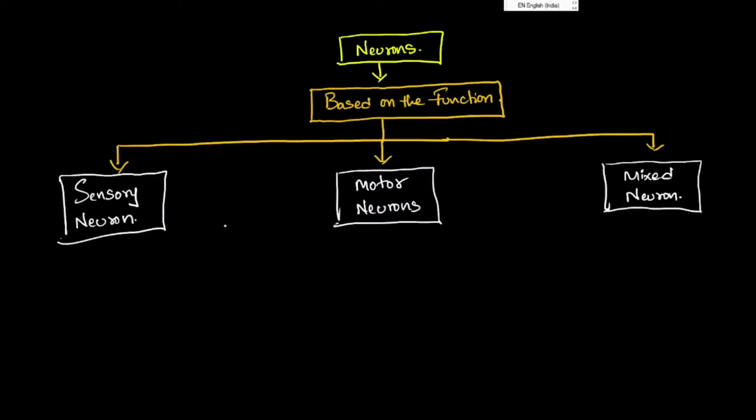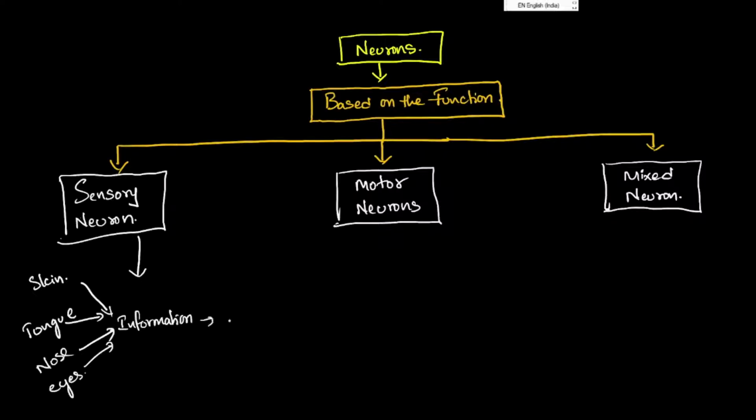In the sensory neurons, students, information is collected from all the sense organs, like skin, tongue, nose, eyes. From all the sense organs, information will be collected, and information from the sense organs will be sent to the spinal cord. From the spinal cord, information will be sent to the brain, students. Like this information will be passed. Hence, these type of neurons we call sensory neurons, students.